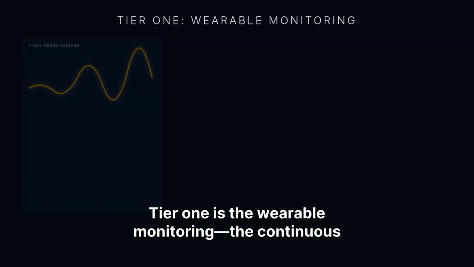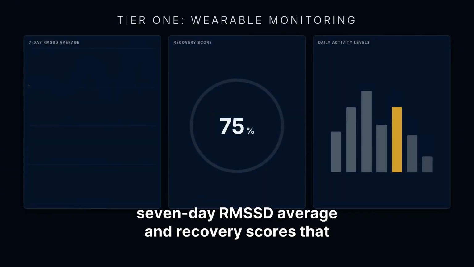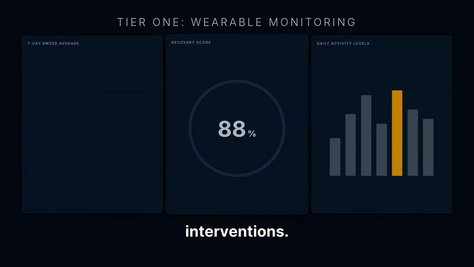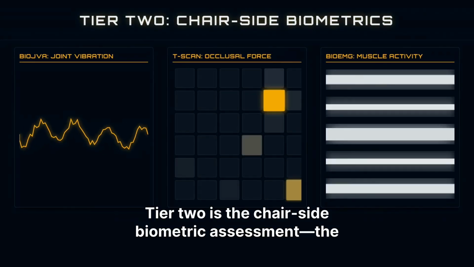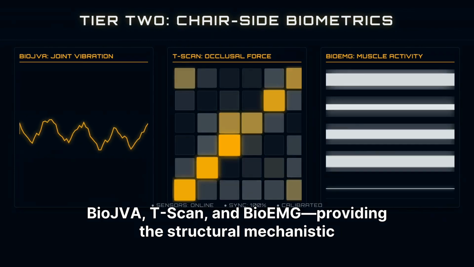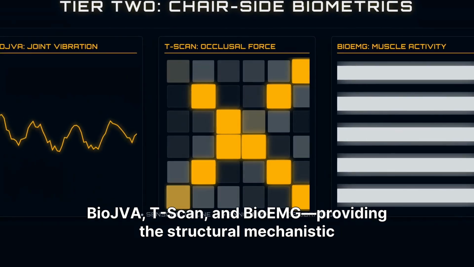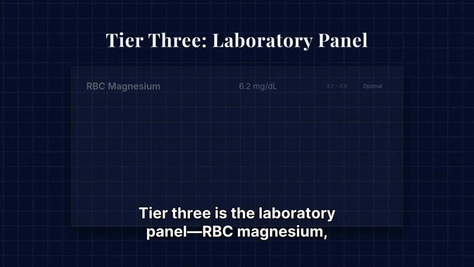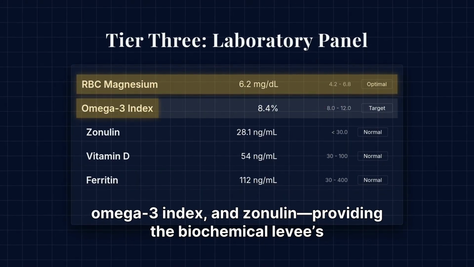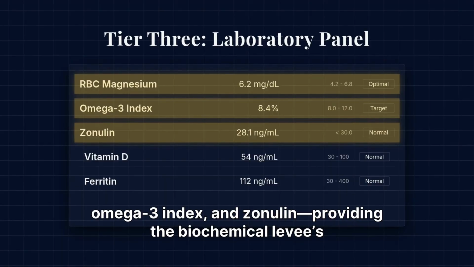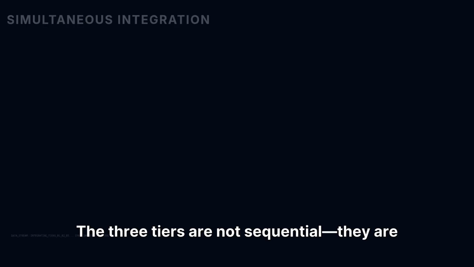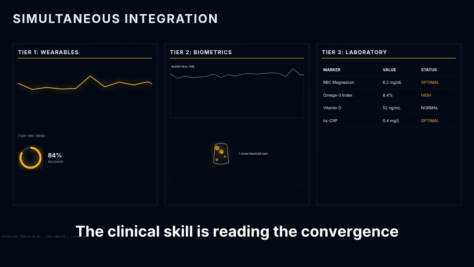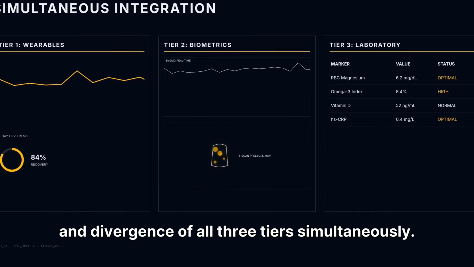Tier 1 is the wearable monitoring, the continuous 7-day RMSSD average and recovery scores that track the cumulative consequence of all Levy interventions. Tier 2 is the chairside biometric assessment, the BioJVA, T-scan and BioEMG, providing the structural mechanistic information wearables cannot detect. Tier 3 is the laboratory panel, RBC magnesium, omega-3 index and zonulin, providing the biochemical Levy's quantified status. The 3 tiers are not sequential, they are simultaneous. The clinical skill is reading the convergence and divergence of all 3 tiers simultaneously.